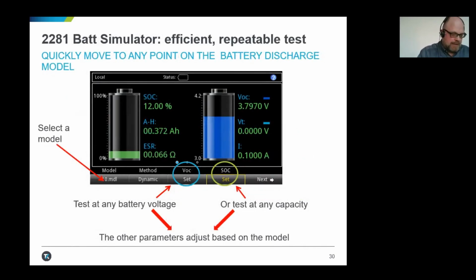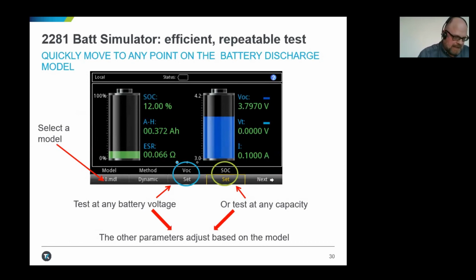The 2281 can enable you to quickly simulate any point on the battery discharge curve. For example, you can set a low open circuit voltage to test your product when the battery is near the end of its discharge cycle, or you can test at a specified state of charge. The other parameters are adjusted based on the model. You can program the simulator output to any point on the discharge curve quickly and repeatably. You cannot do that with an actual battery.